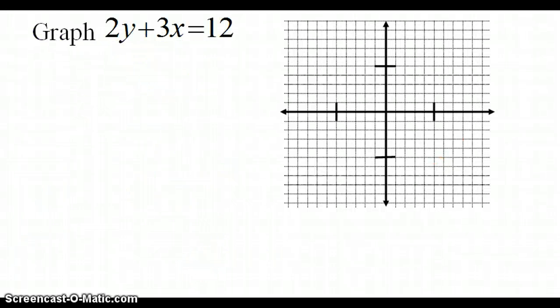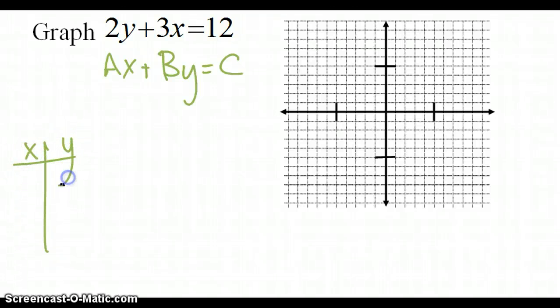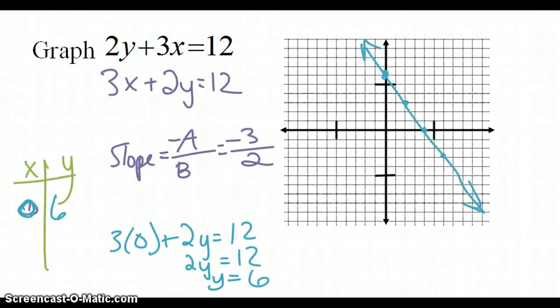Now I'd like you to try graphing this line on your own. It's in something that looks like standard form but isn't quite there, so that is your hint. Go ahead and pause the video. Here's the standard form formula. I'd like you to pause the video and see if you can figure out what the slope is and how to make a chart in order to find enough points to graph this line. Good luck.